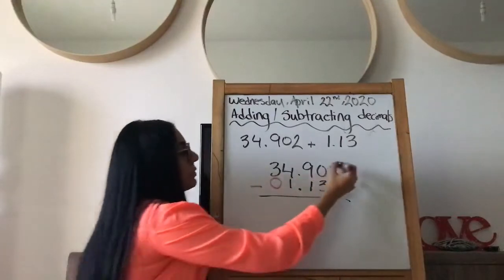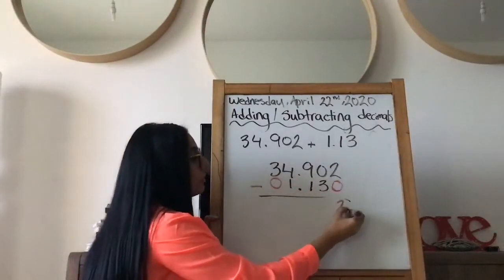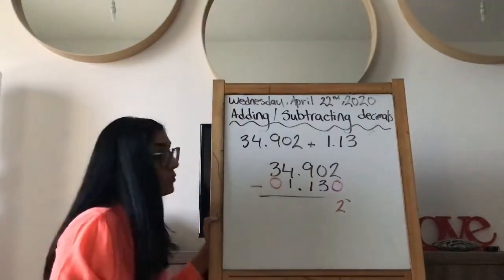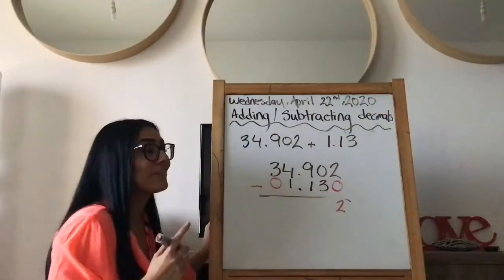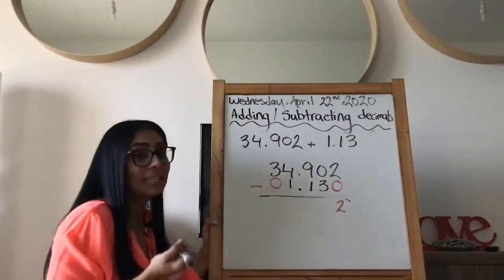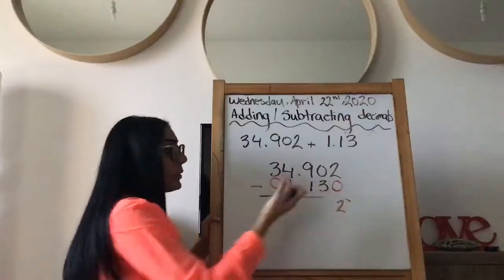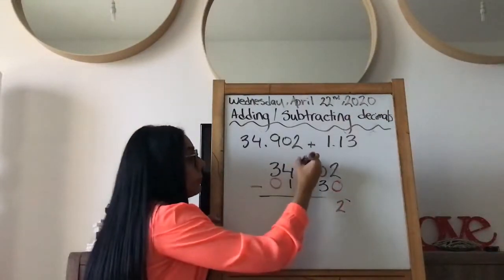Subtraction would be 2 minus 0 is 2. 0 minus 3, you can't do that, right? And this is where some of us are still getting confused with subtraction. You can't take away. If I have nothing, can I take away 3? No. So you have to borrow.